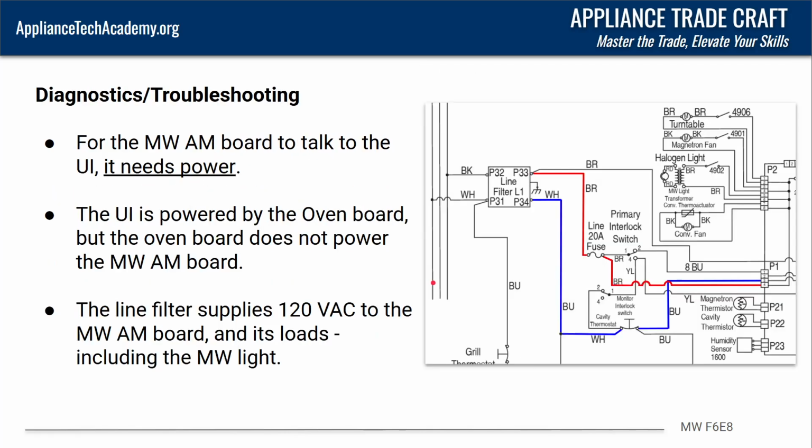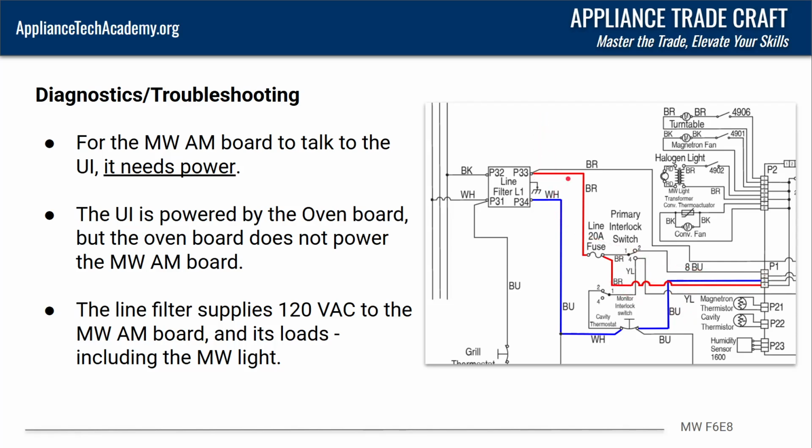So let's go back down here. Our line filter supplies 120 volts to the microwave appliance manager board, and that supplies voltage to the microwave light, the magnetron fan, the turntable, and whatnot. But the chief thing that we want to look at right here is how it's getting its voltage, and it's going to be on this P1 connector. You're going to notice you got 3 wires. You got a blue wire, another blue wire right here, and then you've got a brown wire.